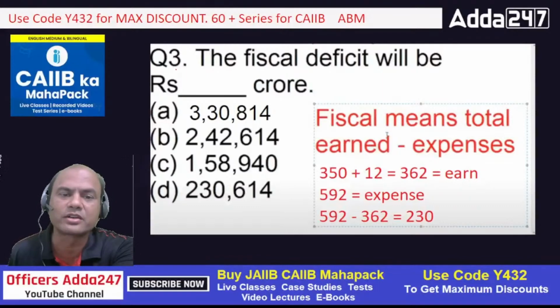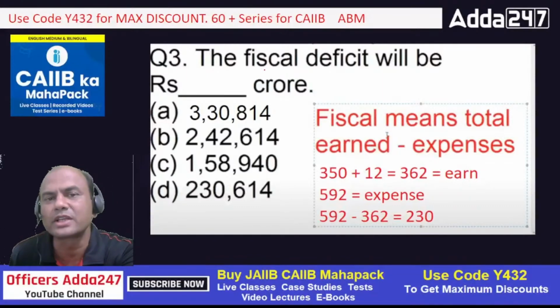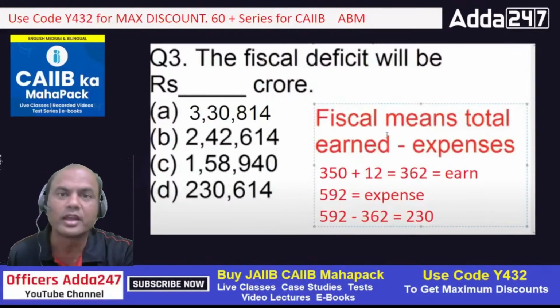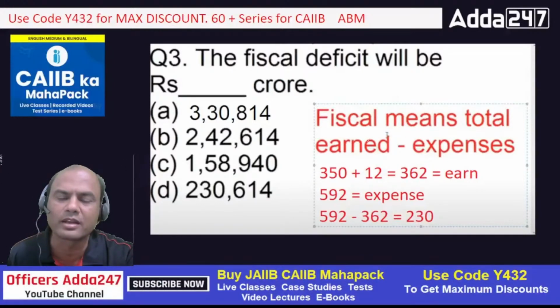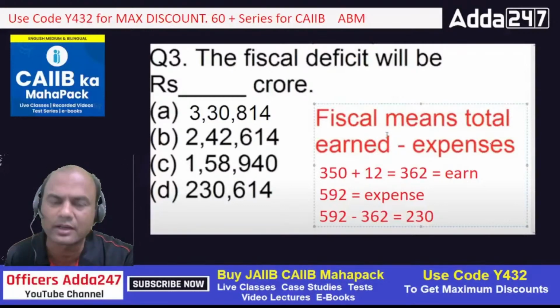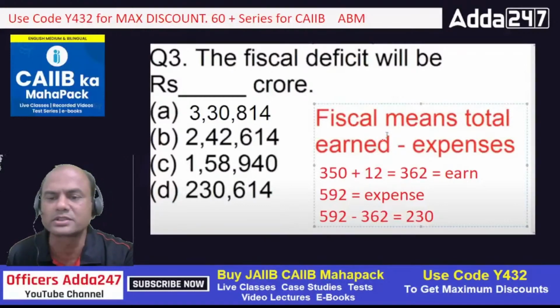The fiscal deficit will be dash. What is the fiscal deficit? What do you mean by fiscal deficit? Fiscal means in one year. Every year, whatever I earn is known as fiscal. So fiscal deficit means whatever I have earned in that year minus whatever I have lost in that year. Earned, lost.